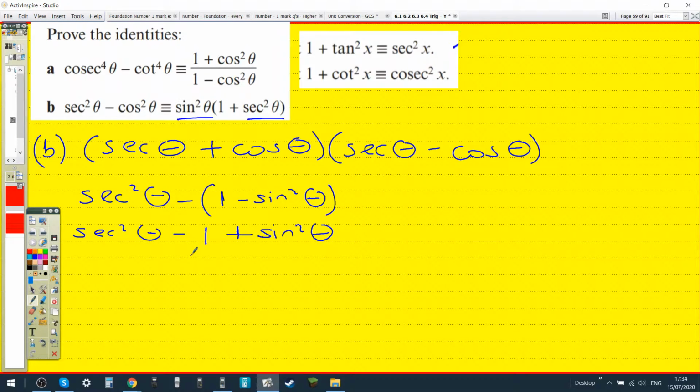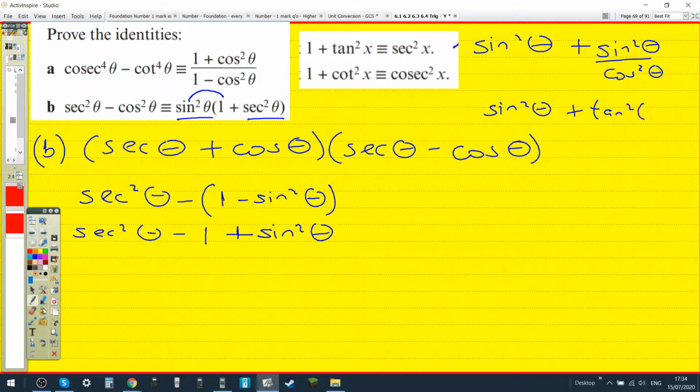If we were to expand that, oh, that's interesting. So sometimes what helps is to cheat and look at the right side. If you expand this bracket, you get sine squared theta plus sec is 1 over cos. So that would be sine squared theta over cos squared theta, which is tan squared theta. So sine squared theta plus tan squared theta. We have sine squared theta.